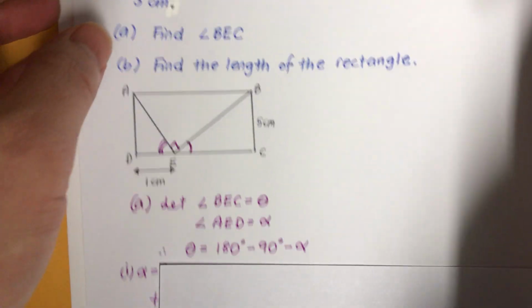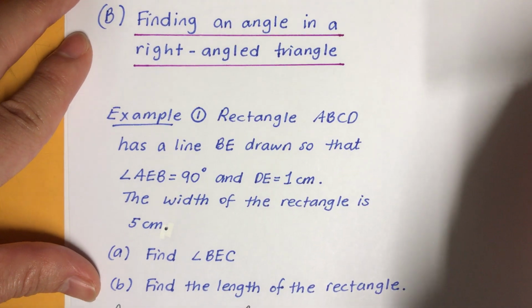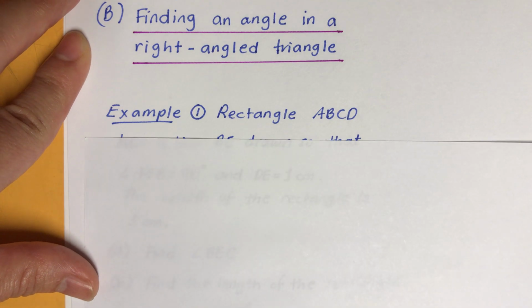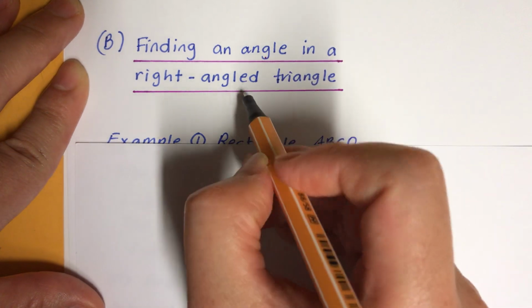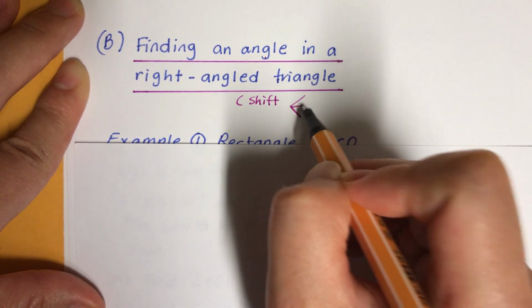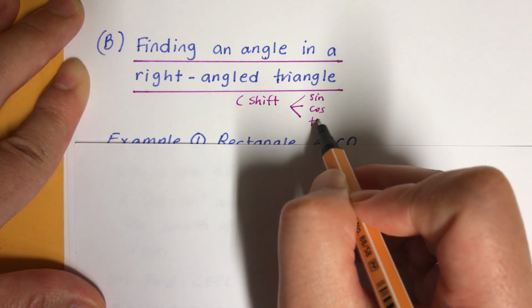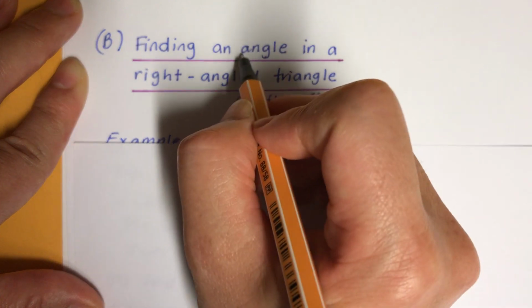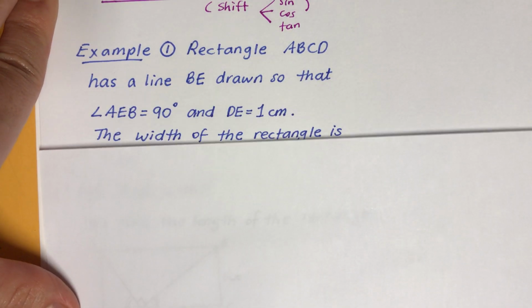Okay, so let's have a look at the next one. So the next example is for finding an angle this time in a right angled triangle. Now when you're trying to find an angle, you need to use shift on the calculator with the three trig ratios. Could be sine, cos, tan, to find the angle. All right, first example.